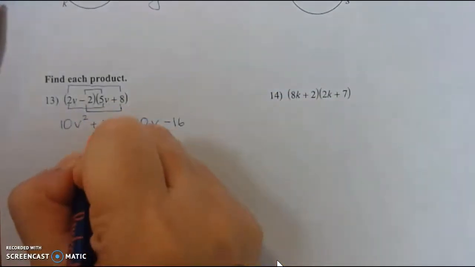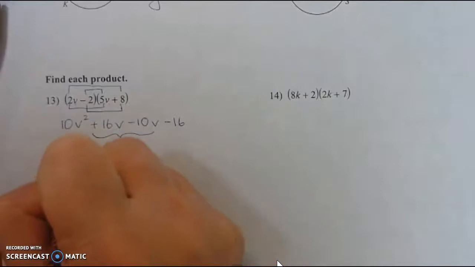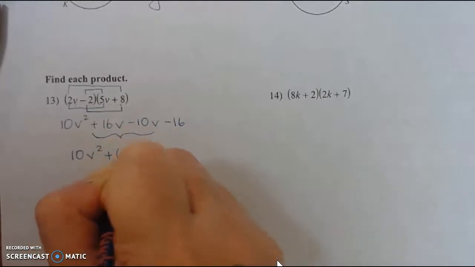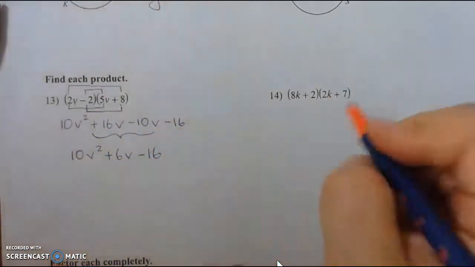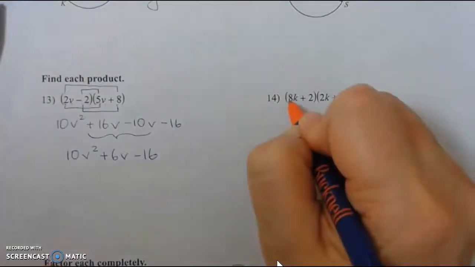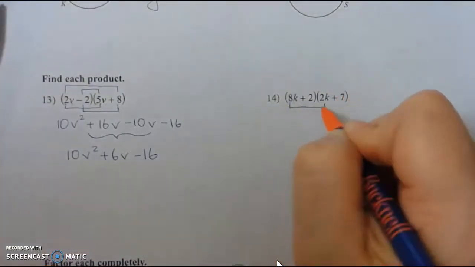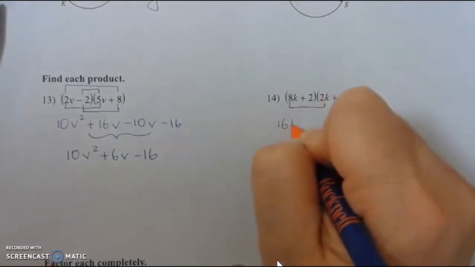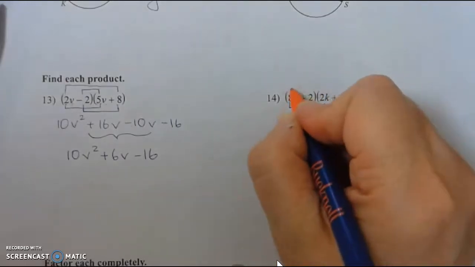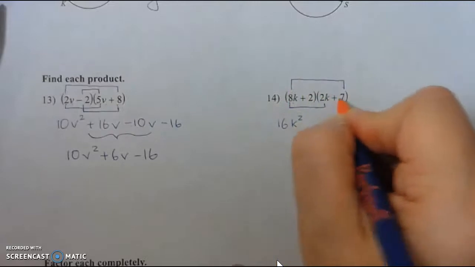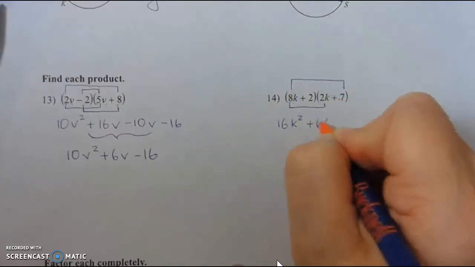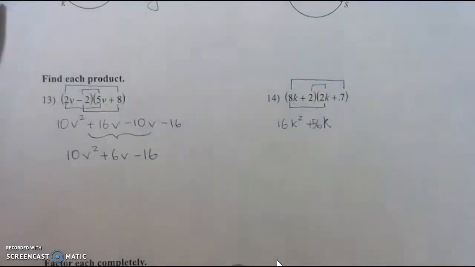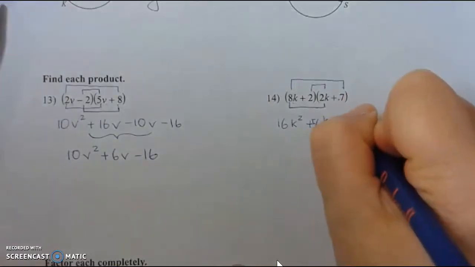Okay, so and then we do combine the two like terms. And you're left with 10v squared. 16 minus 10 is 6, 6v minus 16. Okay, 8k. So first with first, that's going to be 8 times 2 is 16, and k times k is k squared. Now outside is 8 times 7 is 56k. The inside is 2 times 2k is going to be 4k.